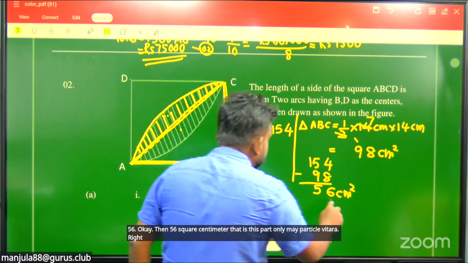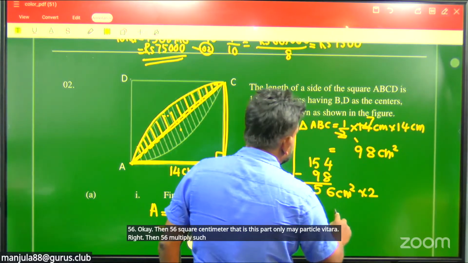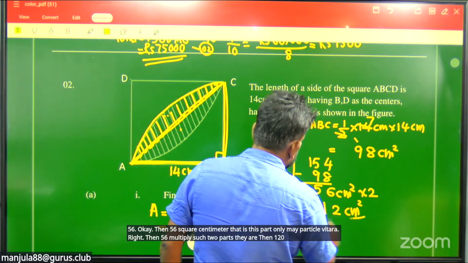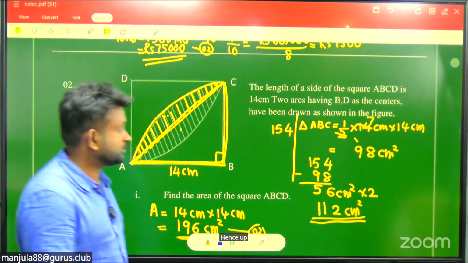Then 56 multiplied by such two parts there, then 112 square centimeter. Hands up those who got this 112 square centimeter.